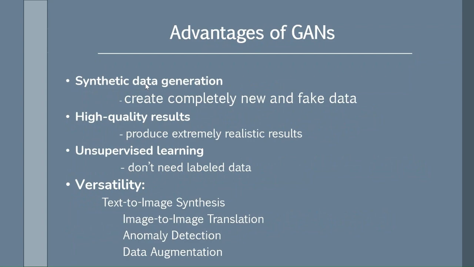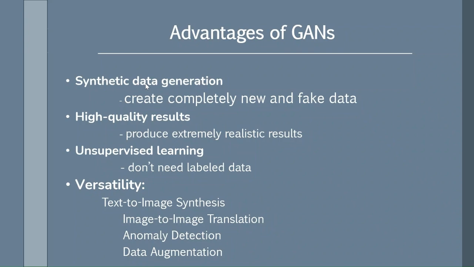Unsupervised learning. GANs don't need labeled data like tags or categories to learn. They can figure out patterns in the data on their own. If you give a GAN a bunch of landscape photos without saying what's in them, it can still learn to create new landscapes.